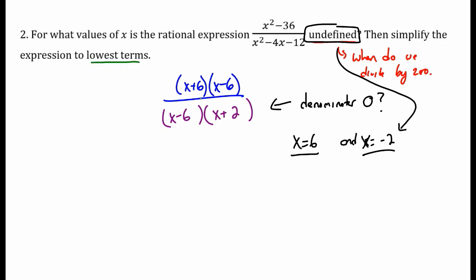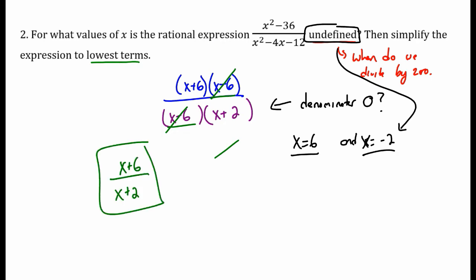So notice that we have a common factor of x minus 6 and x minus 6 on the top and bottom. So I know right now you want to say those two factors cancel out, but no, we don't say that. Things either add to 0 or divide to 1. In this case, x minus 6 and x minus 6 divide to 1. So this expression is really equivalent to x plus 6 over x plus 2. That's what the expression is equivalent to in lowest terms.